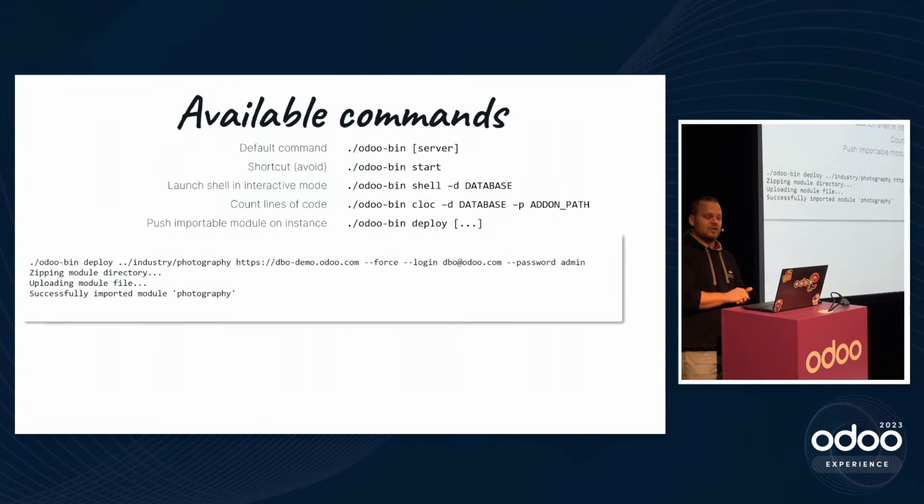This one, actually, I discovered while doing this talk. I had no idea it existed. What it allows you to do is to push an install data module, so something that is only based in XML, no Python file. You can push that to any instance directly. So basically, it will zip the folder, upload it to the database, have it installed there, and you can control whether you want it to be installed or updated using the force argument here. And it will auto-install this for you.